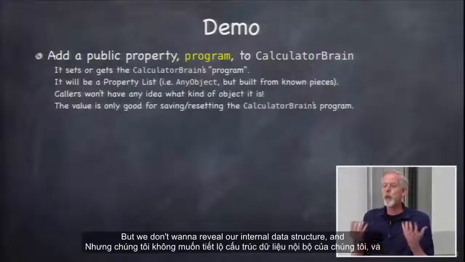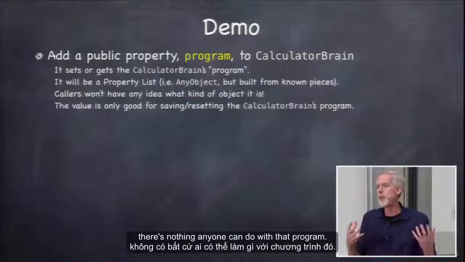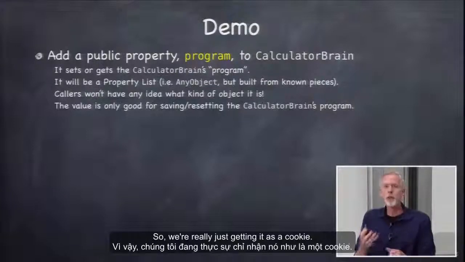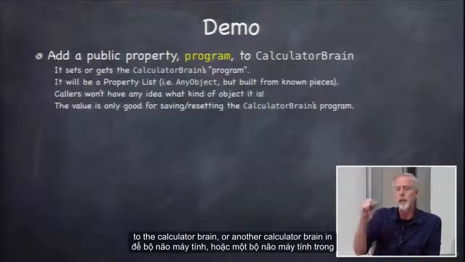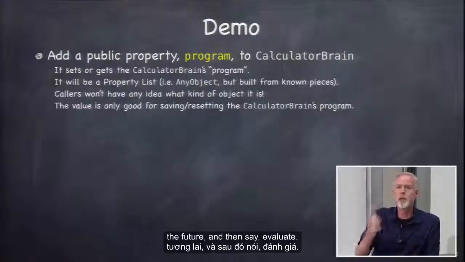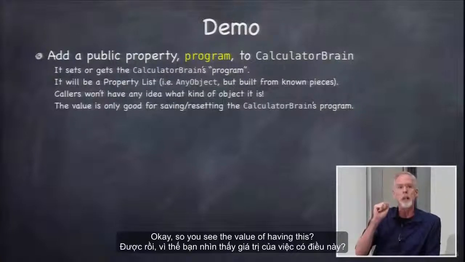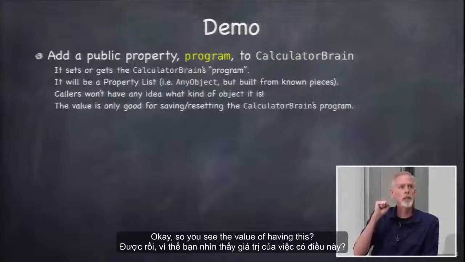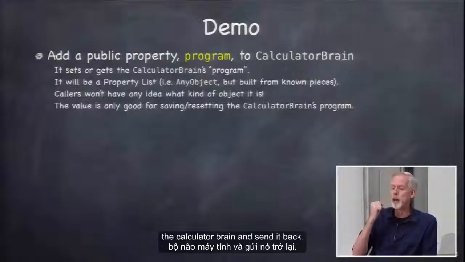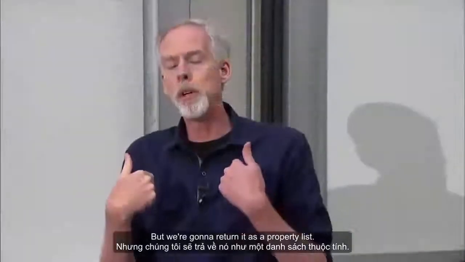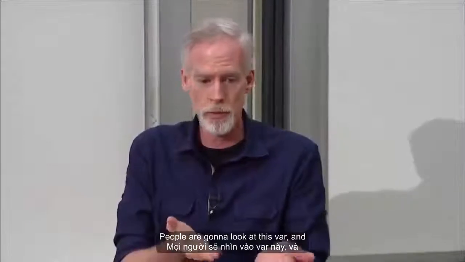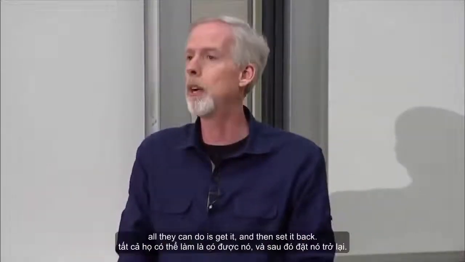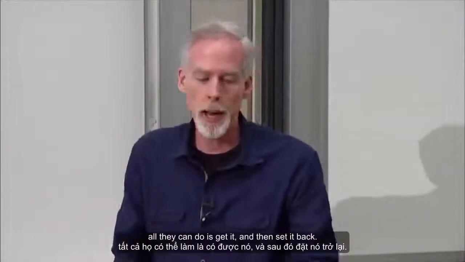But we don't want to reveal our internal data structure, and there's nothing anyone can do with that program. So we're really just getting it as a cookie, and the only thing you can do with it is give it back to the calculator brain or another calculator brain in the future, and then say evaluate. Okay, so you see the value of having this? It's basically getting the program out of the calculator brain and setting it back. But we're going to return it as a property list. It's going to be AnyObject. People are going to look at this var, and it's going to be of type AnyObject, and all they can do is get it and then set it back.